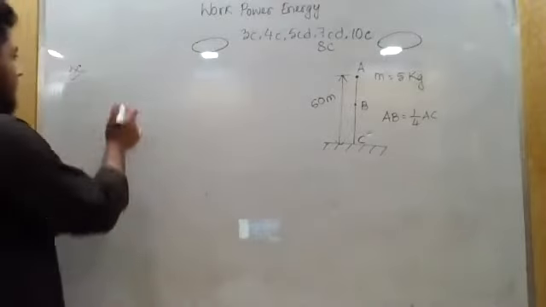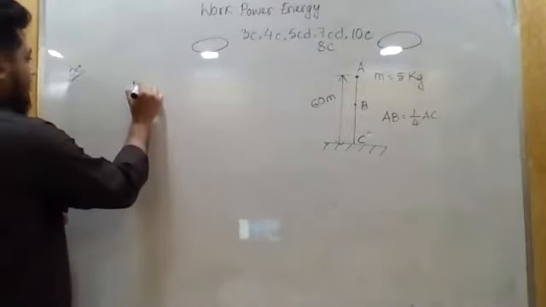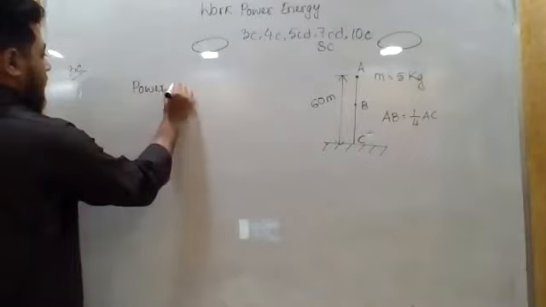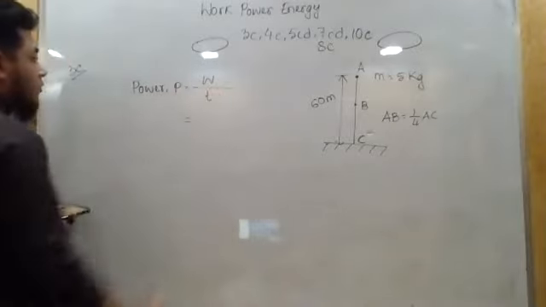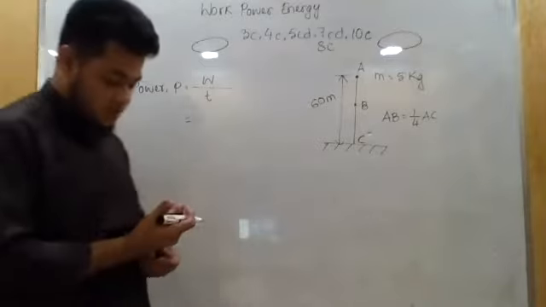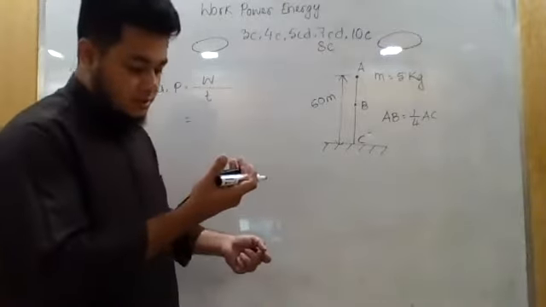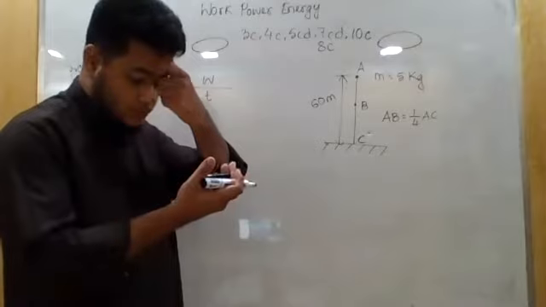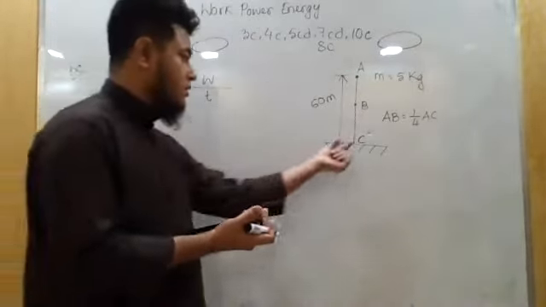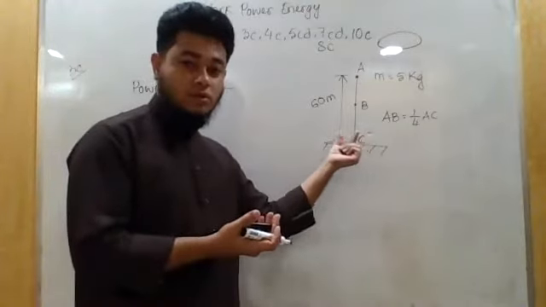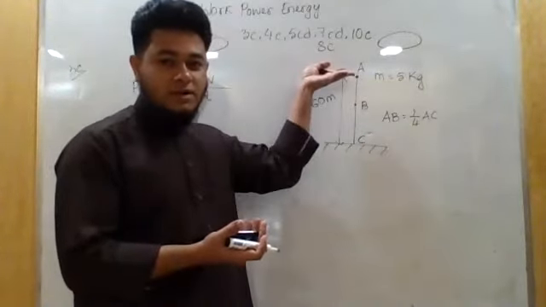Okay, so we know that power, P, is equal to work by time. Work done. Now what work have I done? If the time to lift the body at position A... Okay, the body was previously on the ground. I lifted it to point A.